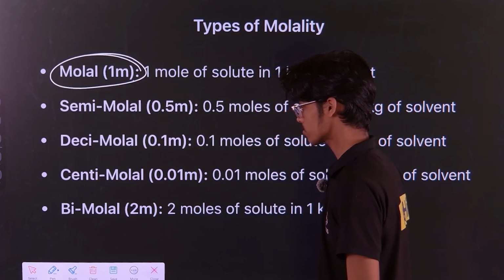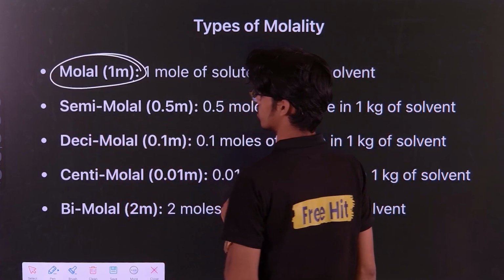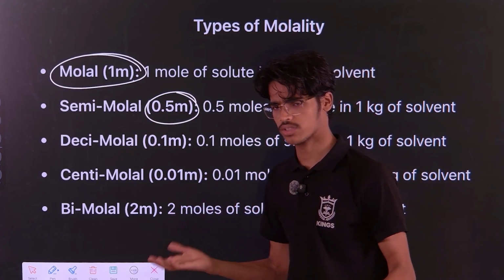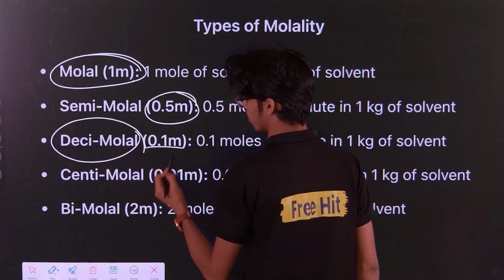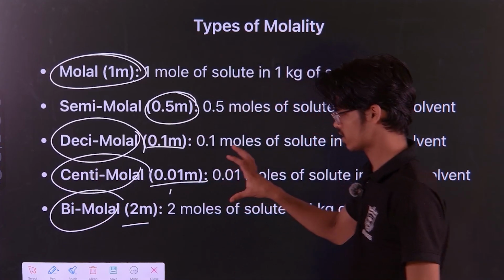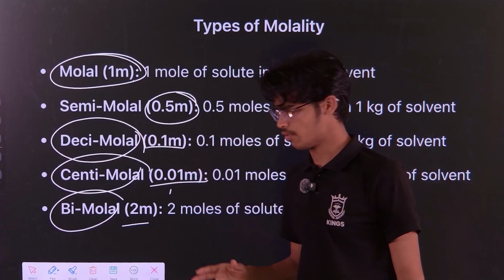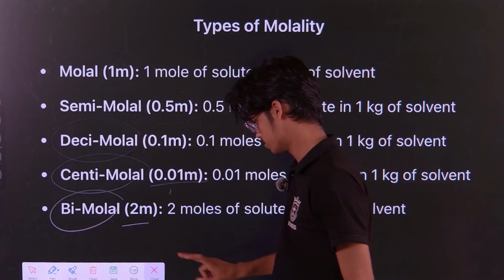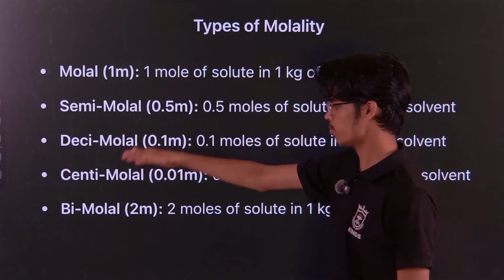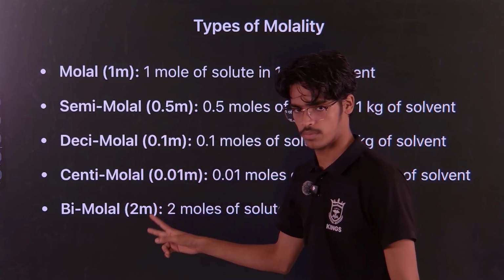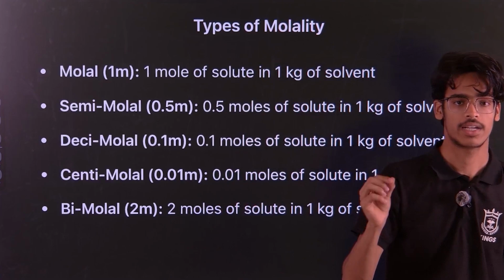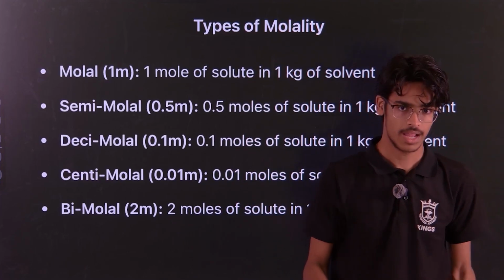When somebody says semi-molar solution, semi-molar means 0.5 moles of solute per kg of the solvent. Decimolar means simply 0.1, centimolar 0.01, bimolar 2. I think I have taught you this in the molarity section itself. It's quite similar, so this one shouldn't take any time. You just have to know semi means 0.5, deci means 0.1, centi means 0.01, and bimolar means 2 m. It means 2 moles per kg of the solvent. Remember, it talks about solvent and not solution. I hope I am clear, right?